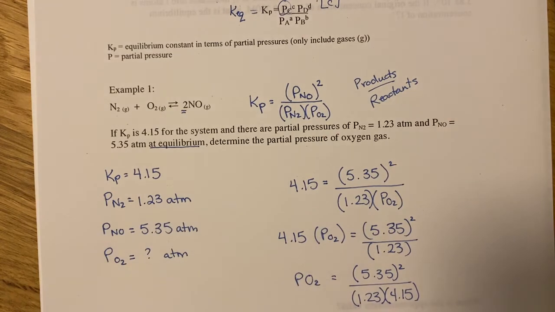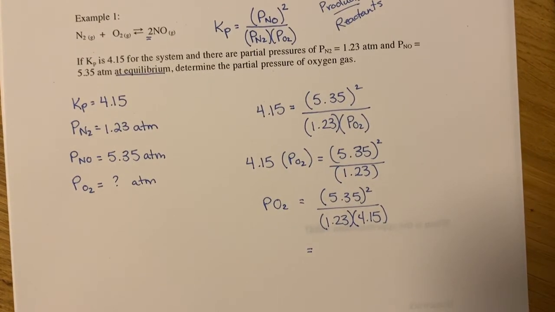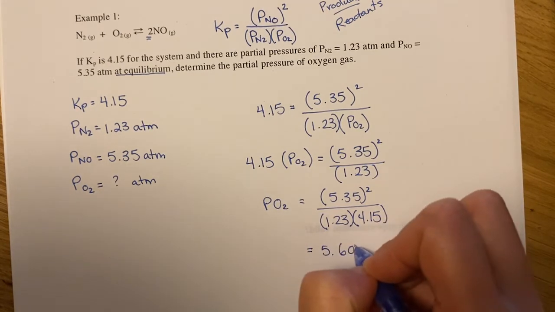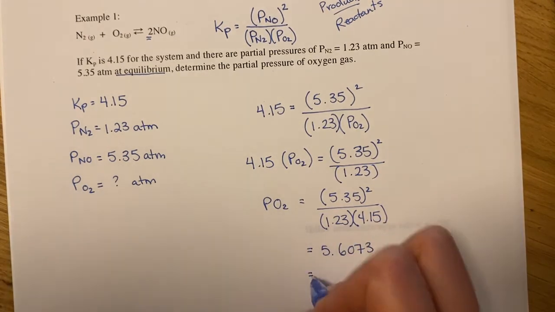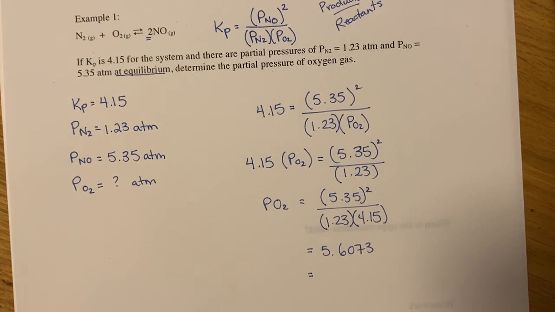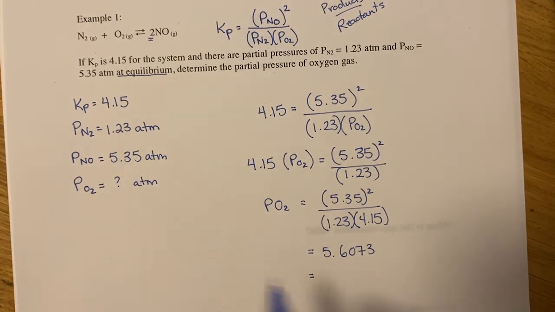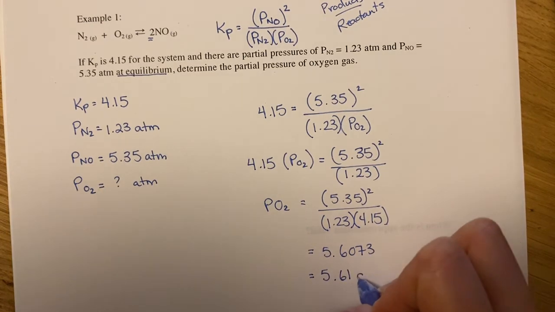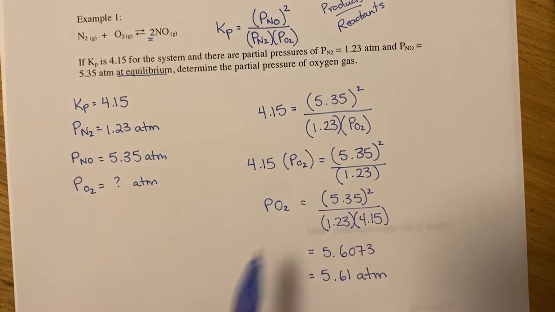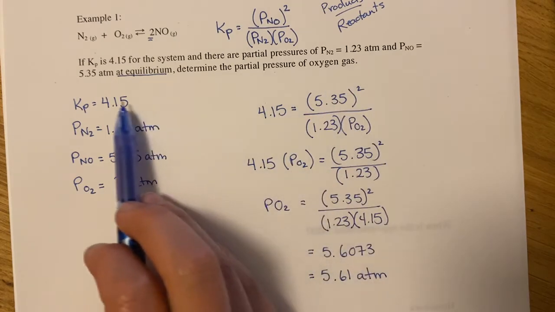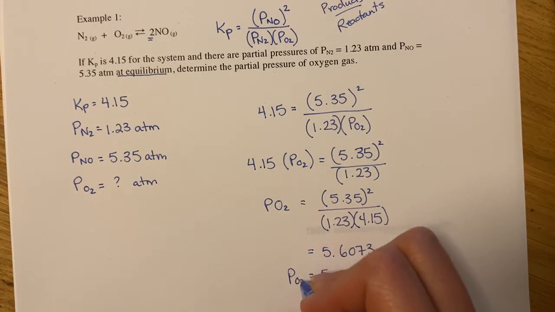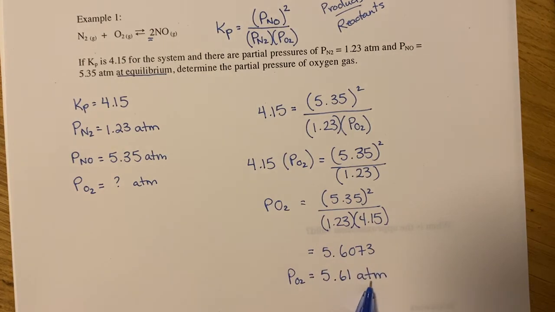Now we just have to type this into our calculator, and it should give us 5.6073. We need to round to the correct number of significant figures. We have 3 significant figures all the way through, so we're going to keep 3 at the end. 5.61, and our unit for partial pressure in this particular question is atmospheres. So that gives us the partial pressure of O2 being 5.61 atmospheres.